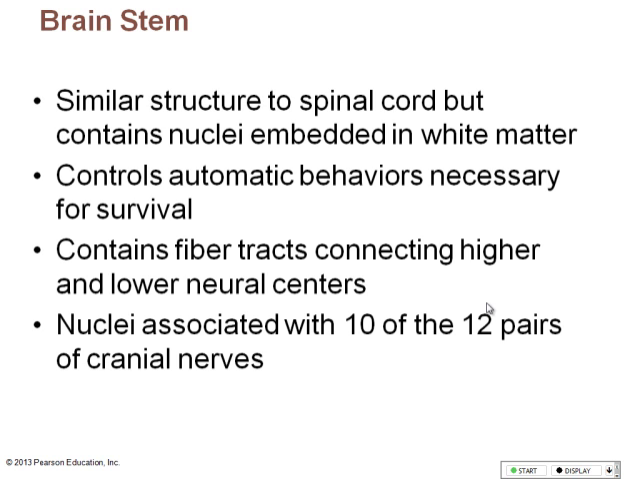When I say autonomic function, what does that mean? Automatic, visceral stuff, things like heartbeat, things like breathing, things you can't have conscious control over. They are controlled by something else. Well, this is the something else that we're talking about. We're going to connect some lower neural centers, autonomic centers here in this region of the brainstem, and then nuclei associated with 10 out of the 12 pairs of cranial nerves.